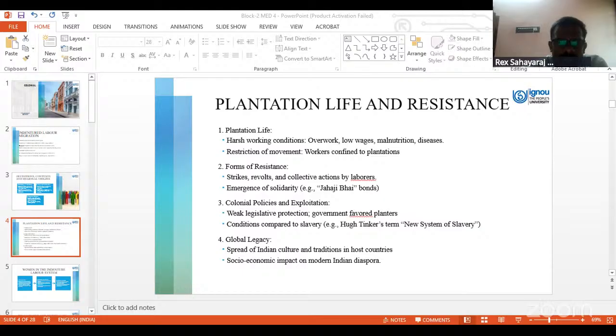So every day, the reality of plantation life of the laborers was marked by grinding overwork, low wages, malnutrition, persistent illness, the issue of poor housing, and lack of medical facilities. There was a range of punitive measures, including beating, fines and imprisonment.